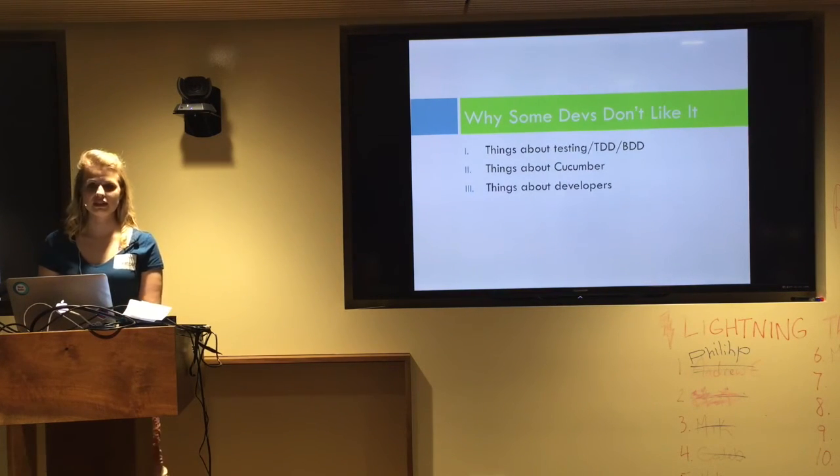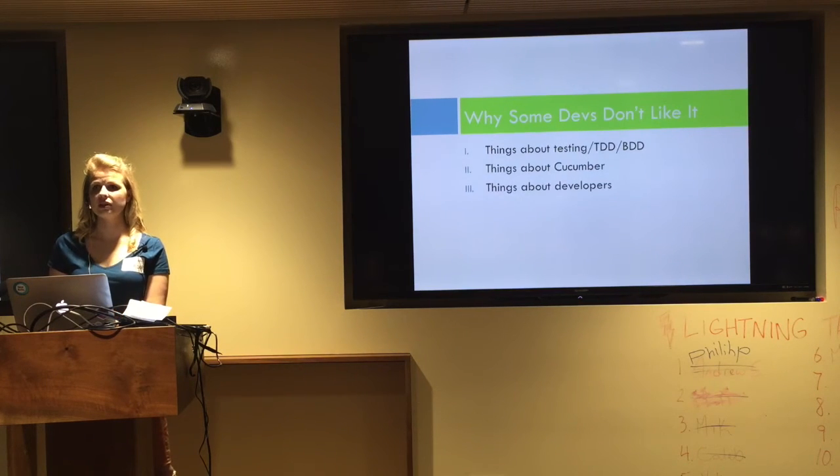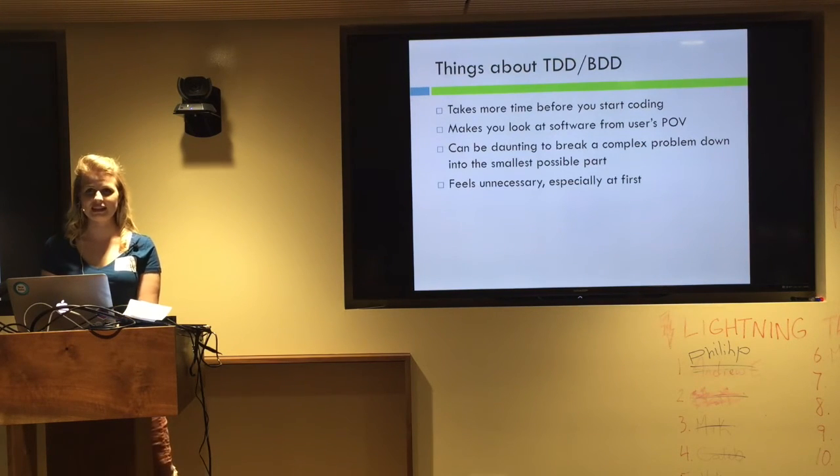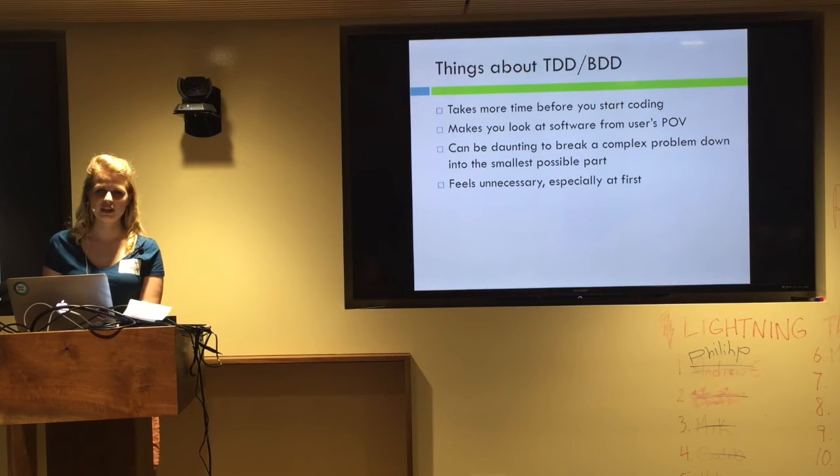So here are some of the things that I've heard when I talk about Cucumber with other developers. This is the fun part. There are some things that people don't like about Cucumber that actually have to do more with test and behavior-driven development. Some people don't like that it takes more time before you start coding, and that it feels unnecessary, like it probably did with that calculator example. So I would point out here that it does take less planning than most of the actual planning processes that we normally use, I hope.